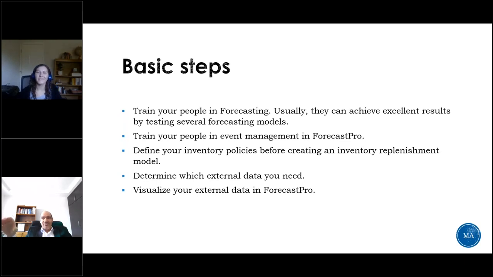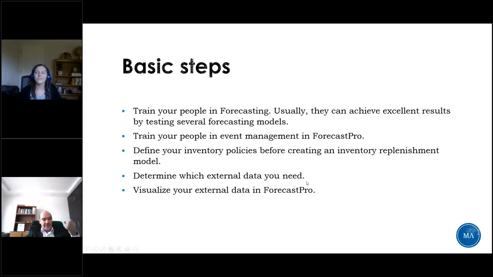Sometimes people try to start creating the inventory replenishment model in ForecastPro from scratch, from zero, and it takes a lot of time if you do that. But if you plan that model, maybe in an Excel spreadsheet, it would be way easier than doing it in ForecastPro. It's not the same as using it in Excel, but when you do that in Excel, you will find some things that give you insights to improve your model, and then when you include it in ForecastPro, it will be smooth.